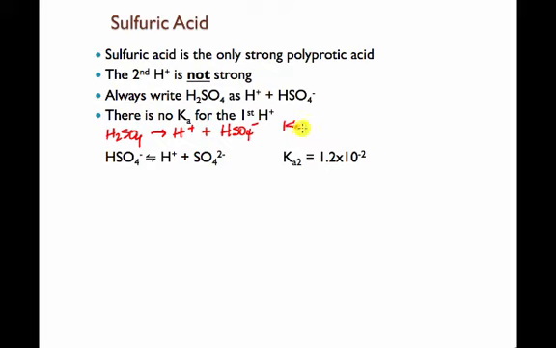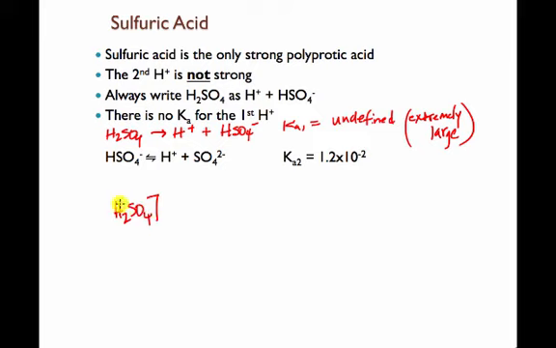The Ka here, for the first one, there really is none. It's kind of pretty much undefined. It's really, really large, extremely large. So they don't really give you the K because you treat it like you would any other strong acid. So whatever the concentration of the sulfuric acid is, H2SO4 concentration is going to be equal to your hydrogen concentration for that first step only. Then we treat the second one as if it were a weak acid with a Ka value. And that's pretty much it.